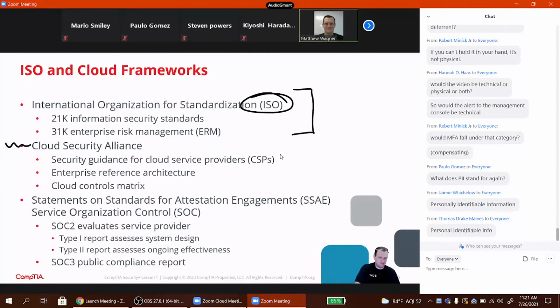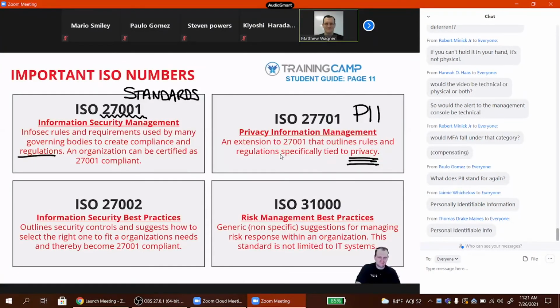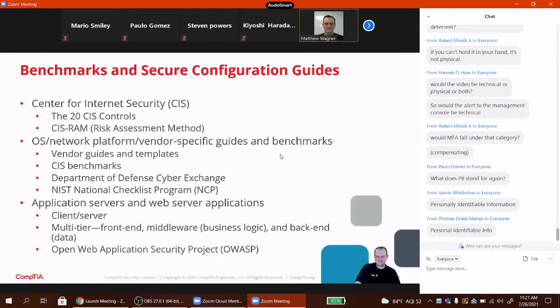There's also CIS, the Center for Internet Security. They have their own risk framework, but they've also got what is known as the CIS 20, or the 20 CIS, a list of 20 crucial controls that you should have for the sake of internet security. I mean, this organization is literally called the Center for Internet Security, so clearly what they're focused on is protecting internet-based systems, anything the internet can access.